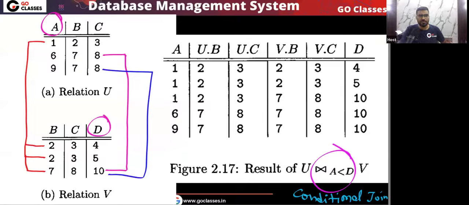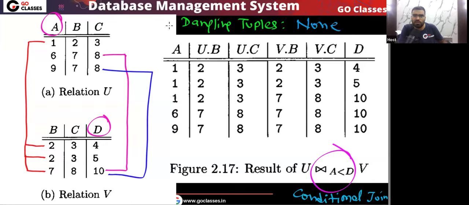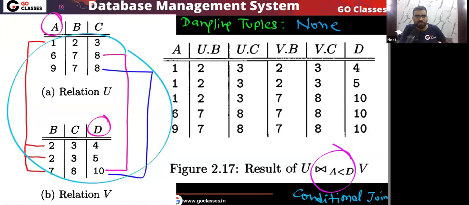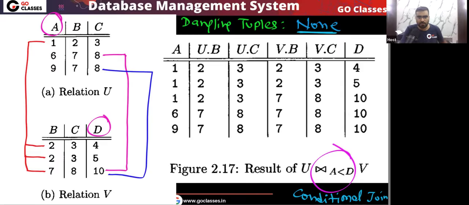Okay, very simple. Tell me what are the dangling tuples here? There is no dangling tuple. Yes or no? There is none. Because you can see there is no tuple which is not pairing with anyone. There is no dangling tuple here. So very simple, dangling tuple is none.